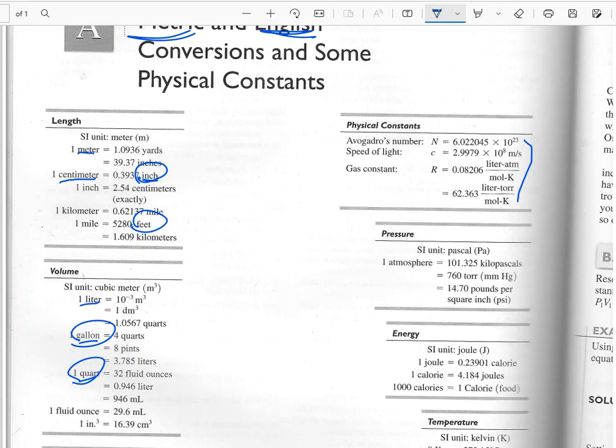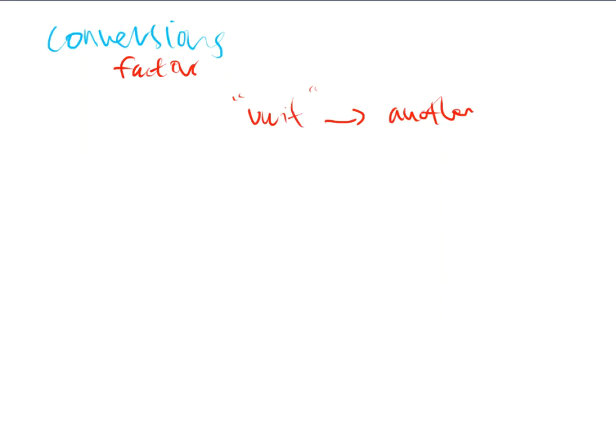Now we need to jump into this whole idea of why this is needed, what is its purpose, and how do we do it. Conversion factors are going to be pretty important because, again, in the United States, we really don't use the units that the rest of the world uses.